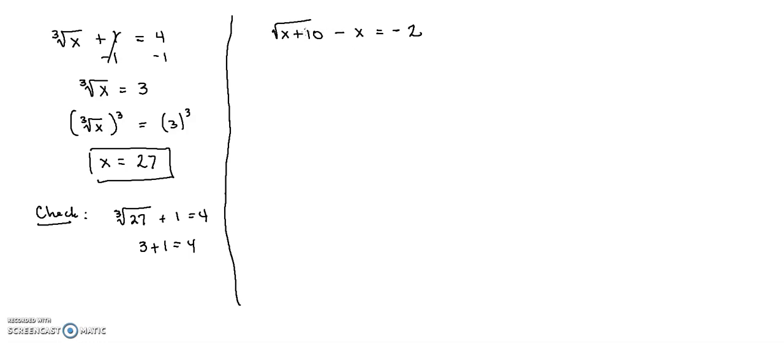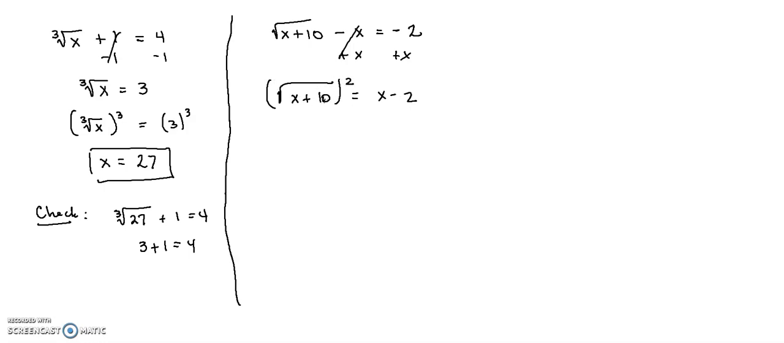So what we're going to do is we're going to get the square root by itself, just like we did before. So let's add x to both sides. We're going to get square root of x plus 10 on the left. We can't put x and 2 together on the right, so it's just going to be x minus 2. Now, just like before, we've got the square root by itself. We're going to square both sides.